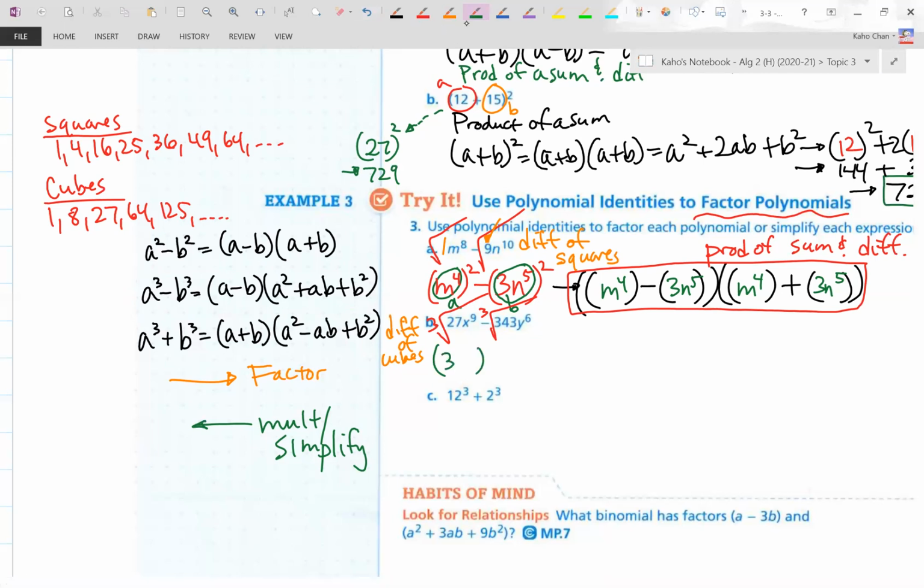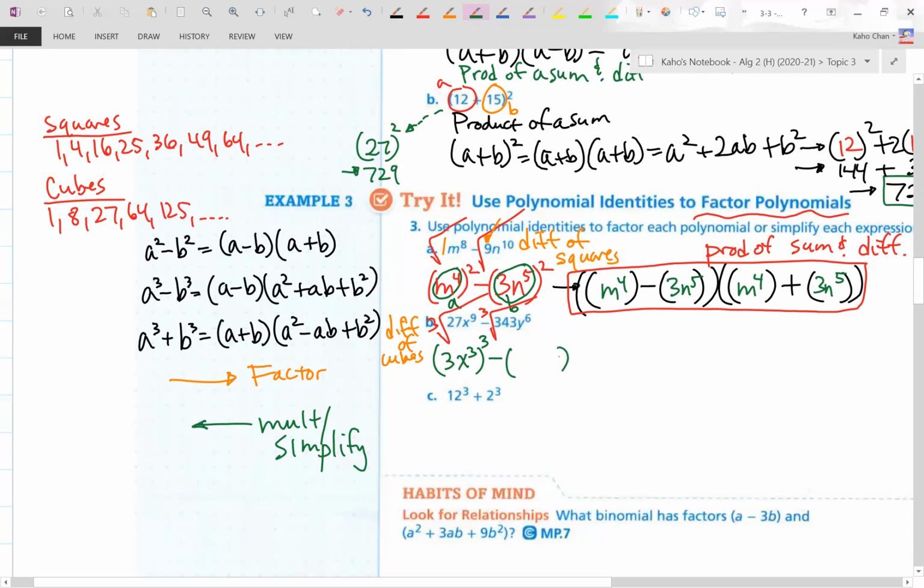The cube root of x to the 9th, to deal with powers, what you do is you take the power and divide by the index, 3 in this case. 9 is divisible by 3. 9 divided by 3 is 3. 3x to the 3rd is the cube root of 27x to the 9th. So that's 3x to the 3rd power, okay? Minus 343.